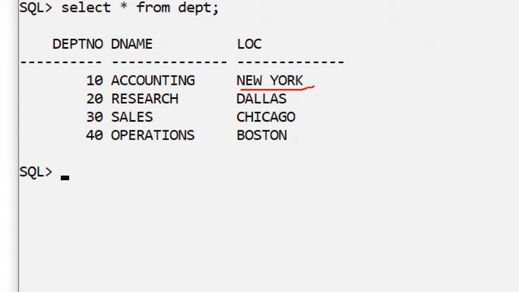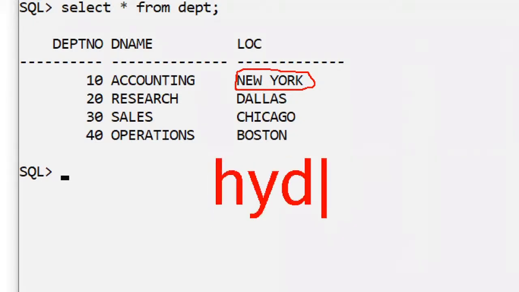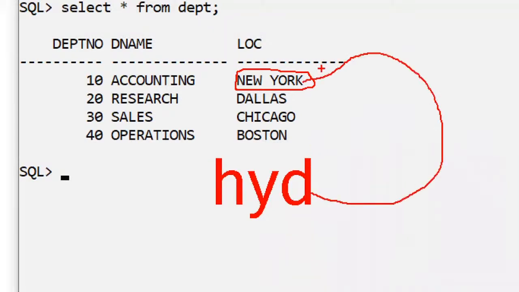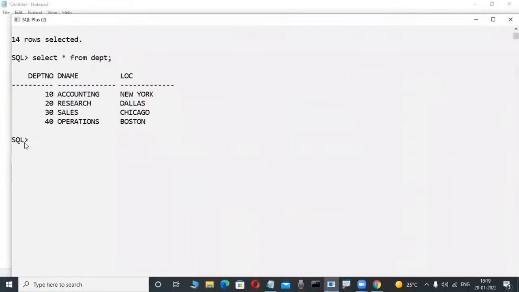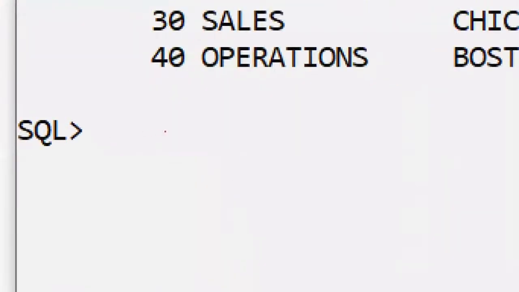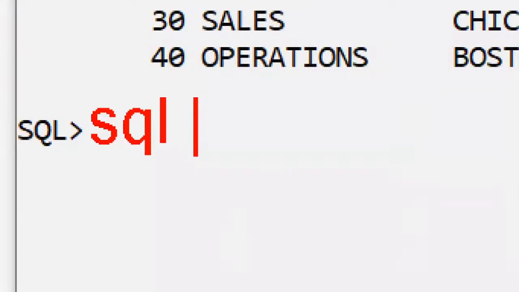Observe here. New York is a city, for example. In my project, today I want to change this New York location into Hyderabad as a location. I want to change it in this relational database. How can I do it? Just at the SQL prompt, using the SQL language. SQL is a very easy language, and I will tell you how.